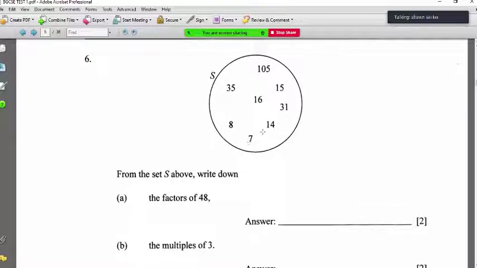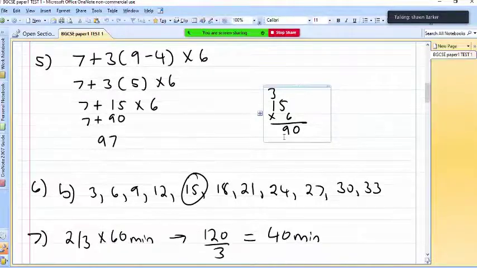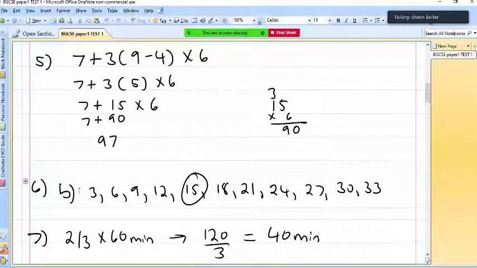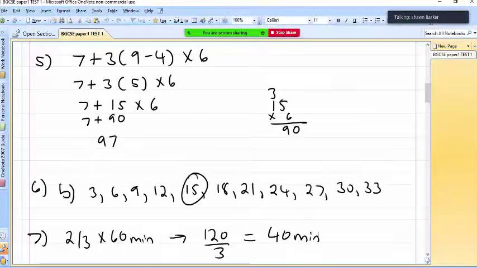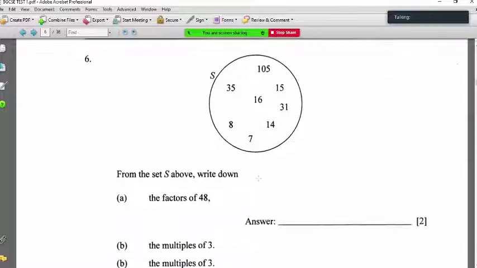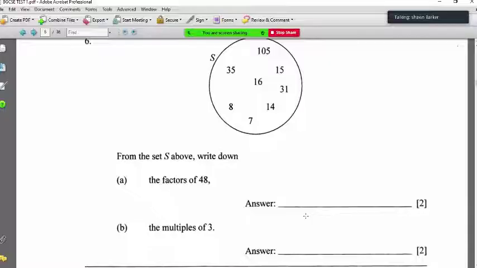All right, so from the set S above, write down the factors of 48. All right, so what factors do we have of 48 here? And this is pretty much straightforward also. We don't have that many factors. I don't think I did that one. Did I do 6? Yeah, I didn't do A because A was pretty straightforward.